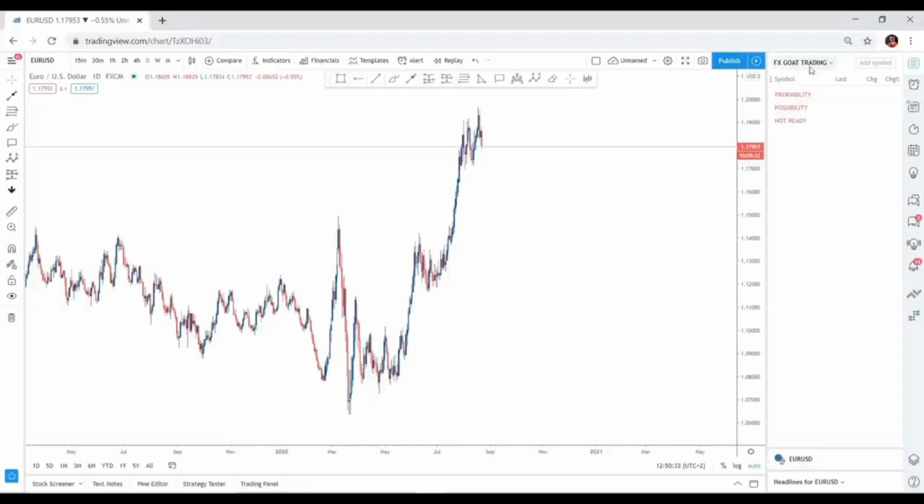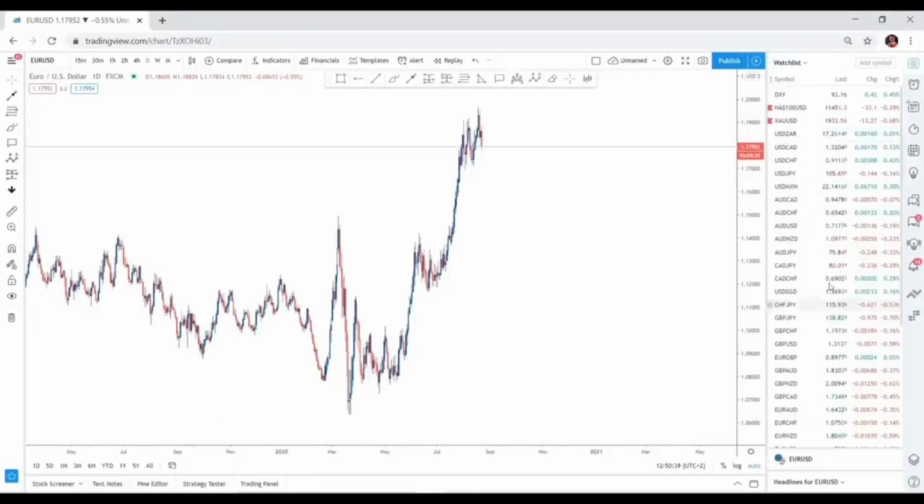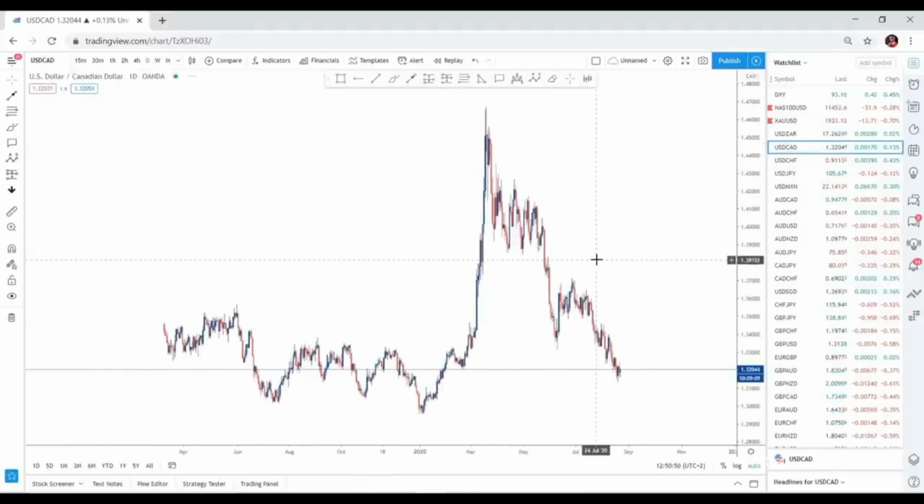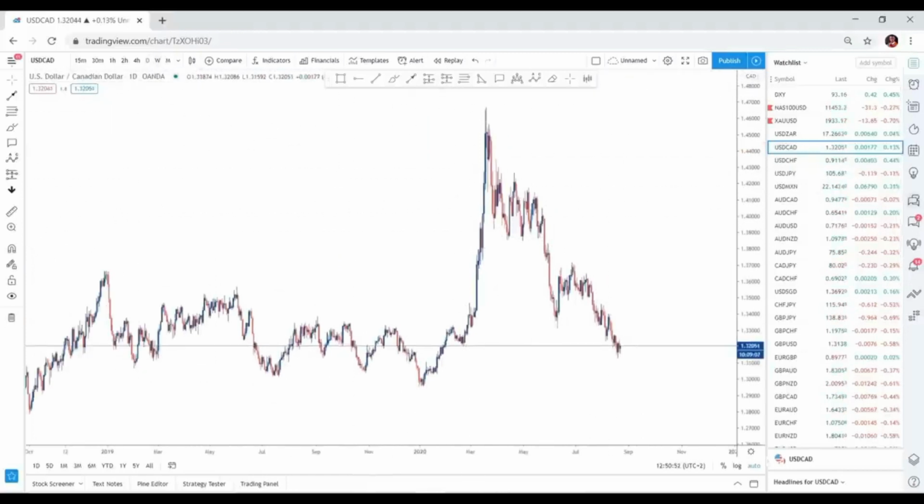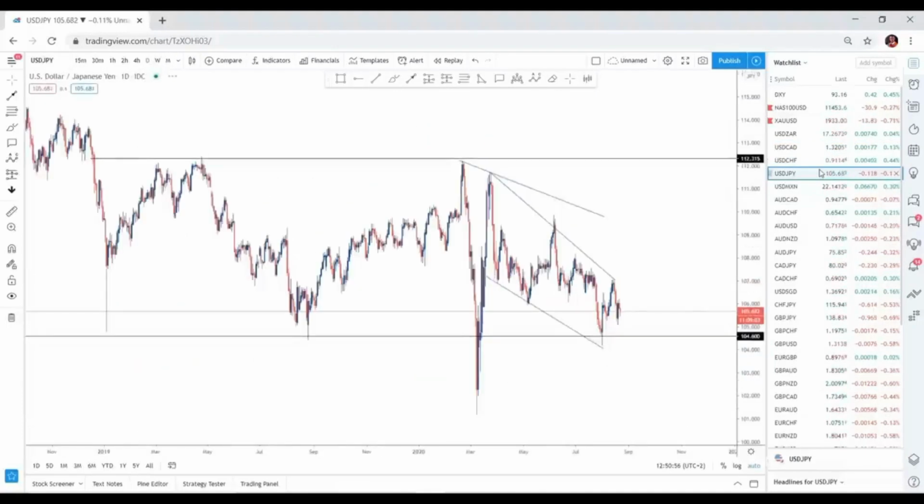So for you to jump deeper, you're just gonna click on FX Gold Trading, and then go back to your watch list. Click watch list. It automatically shows the whole pairs you have right there. So let's firstly start on USDCAD for samples. So as you can see, USDCAD, let me analyze it. I look, USDCAD is not nice for me right now. USDJPY. Okay, USDJPY, we have already analyzed it.